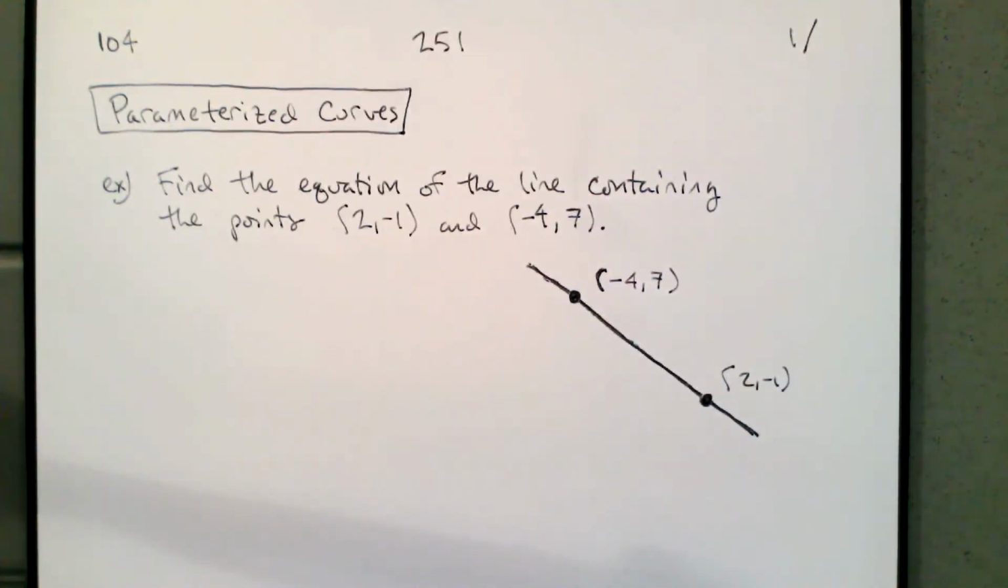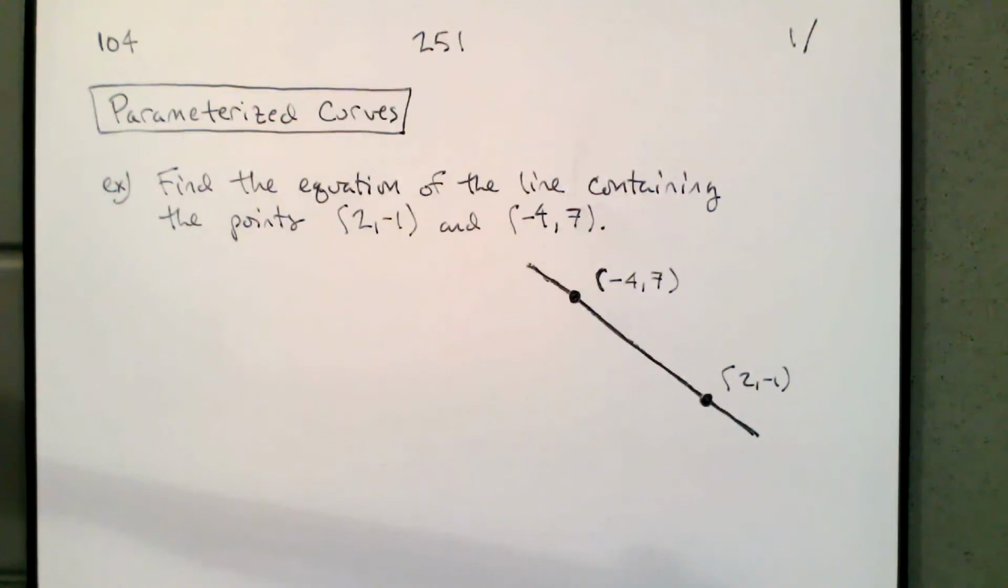Today, we want to continue looking at parameterized curves, and we're going to start by looking at this line. Let's first find the equation of a line containing the points (2, -1) and (-4, 7). Let's start with the traditional way of doing this and write y as a function of x. We know when we're dealing with a line, we can write y as a function of x. Could write x as a function of y, but let's start with the traditional y is a function of x.